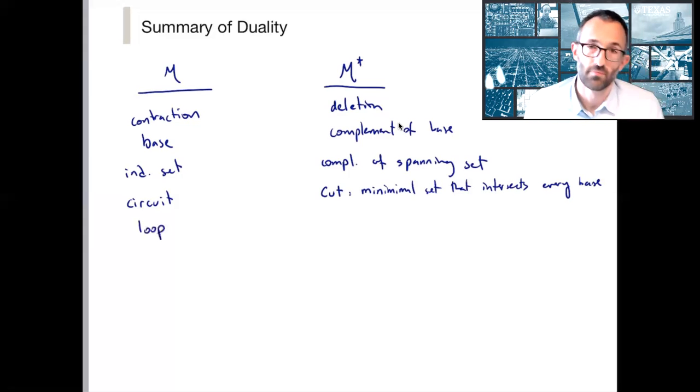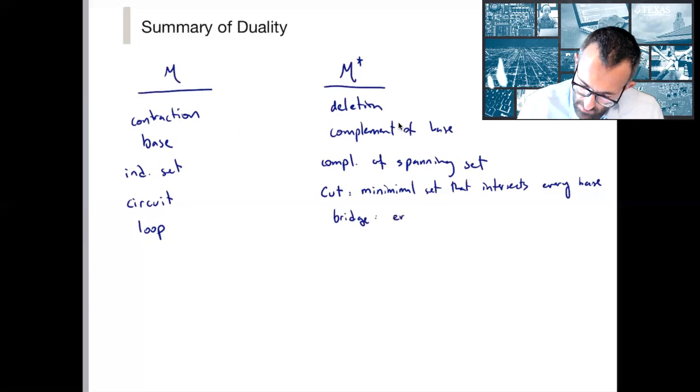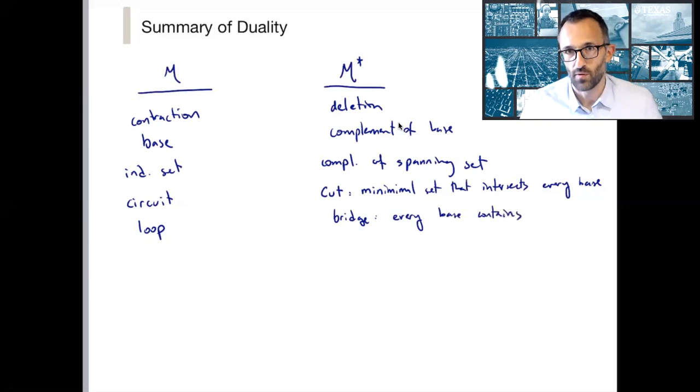And a loop, we mentioned, is an element that itself is not in I. In other words, an element e whose rank is equal to 0. And in the dual, this corresponds to a bridge, which is an element such that every base contains it. So implicitly, this previous proof broke down those two possibilities. Are we contracting a loop or not? And we saw on the previous slide, this was case 0, that if we're contracting a loop, then in the dual it is a bridge. Every base had to contain it.